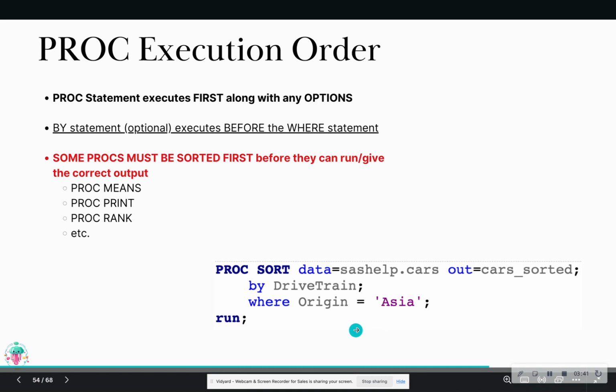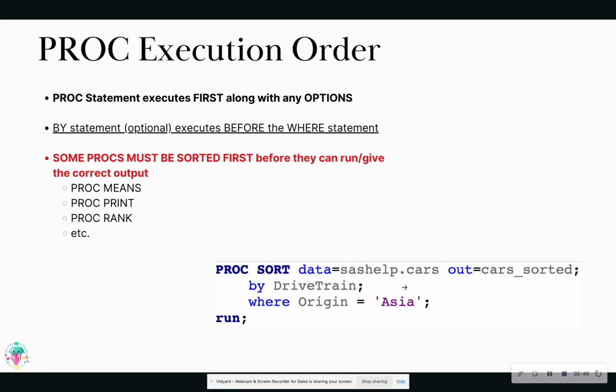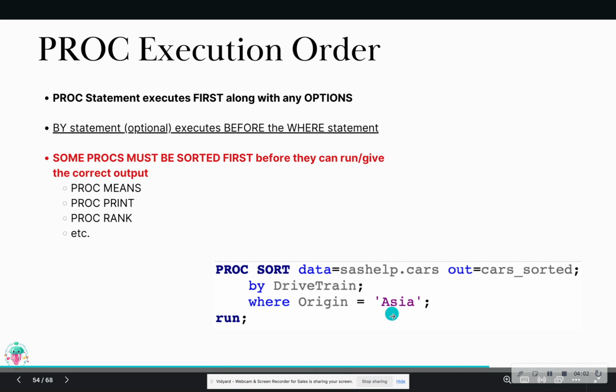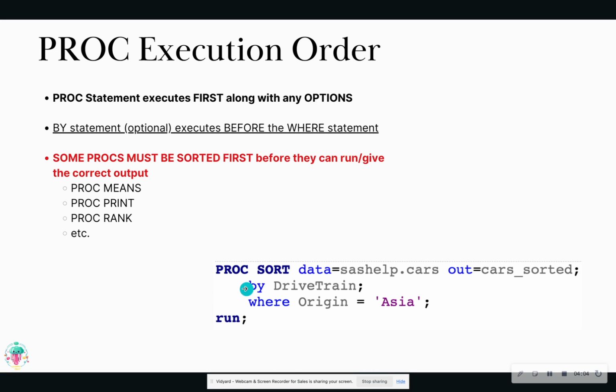If you have a by statement, the by statement is always going to execute before the where statement. So in this case, my next statement is by drivetrain. I want to sort this data based off of the type of drive that this car has. It's like a grouping variable. So it's going to execute this by statement first. And then I'm only filtering the data set to look at cars that were made in Asia. So the by statement will execute before the where statement.